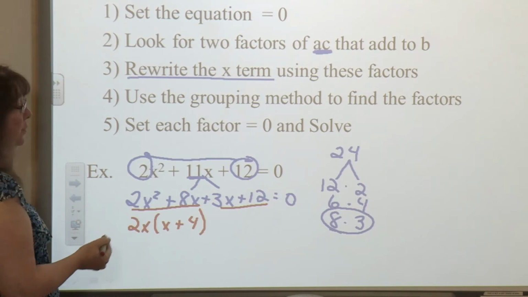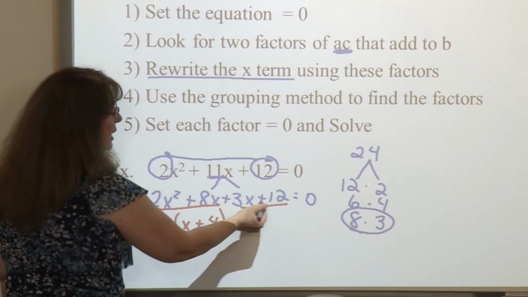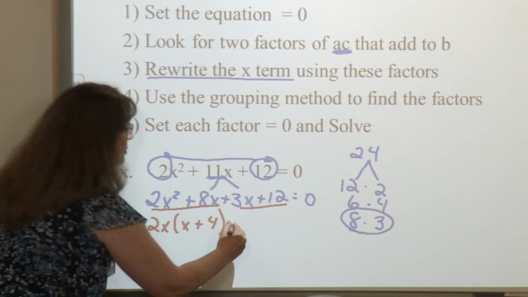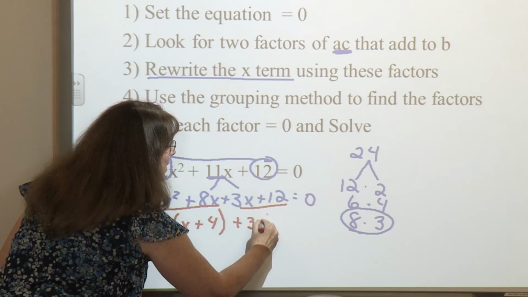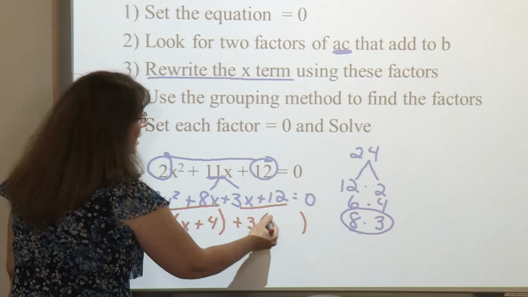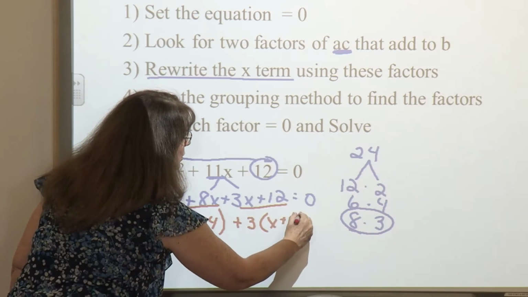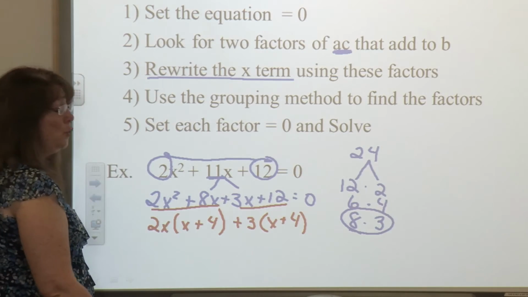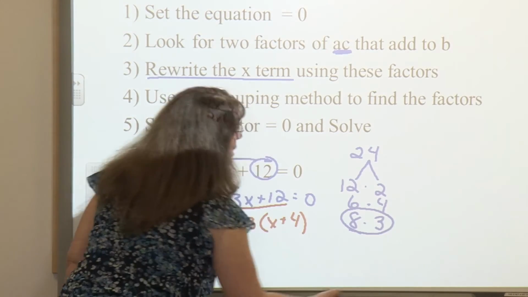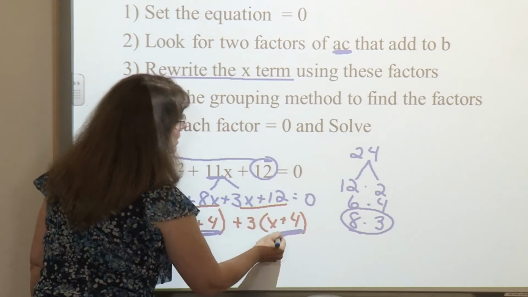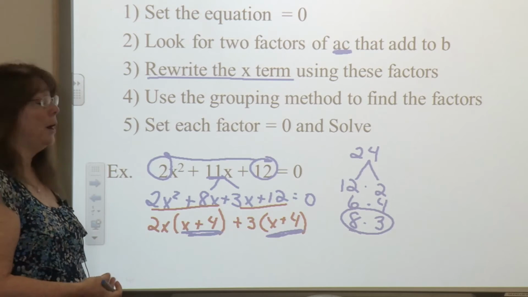I want to do the same thing with my next set. I've got 3x and 12. They both have a factor of positive 3. So I'll put down positive 3. I factor it out with my distributive property in reverse. I'm going to be left with an x plus 4. The thing you want to note is that you have the same group of x plus 4 in both. If you don't end up with the same group in both, you're not going to be able to use the grouping method. That's what's required.